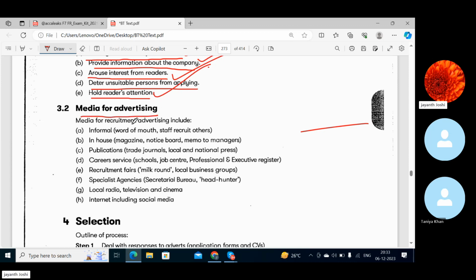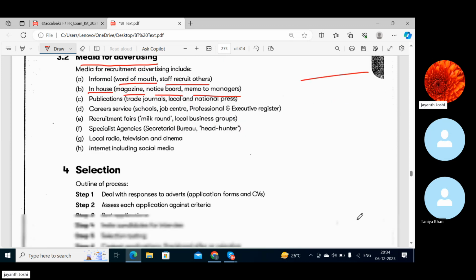You can use any media for advertisement purposes: word of mouth or staff recruiting others. That means I stay in a society, you stay in some area, some community, and you have many people in your apartment, society, community, etc. You meet someone who is showing willingness that he wants to change his organization, and you are in a good role and position, so you can refer his name in your company. Word of mouth. In-house magazine, notice board, memo to managers. If they want certain roles, they can also advertise in-house, creating awareness so that someone can bring some good candidates for that purpose.